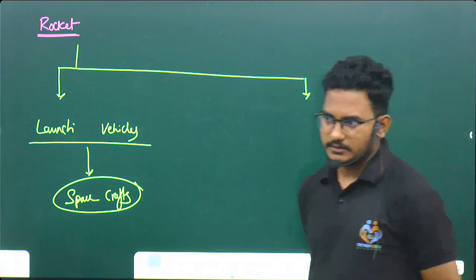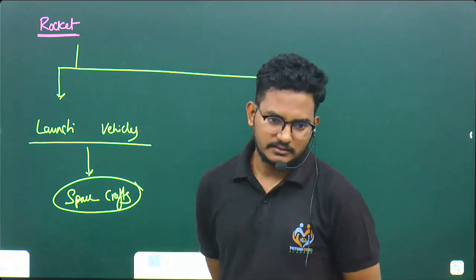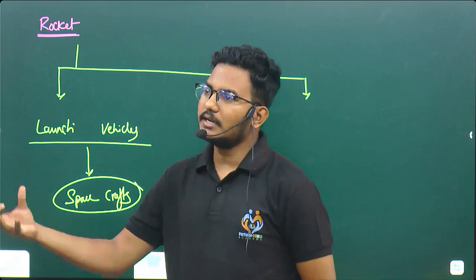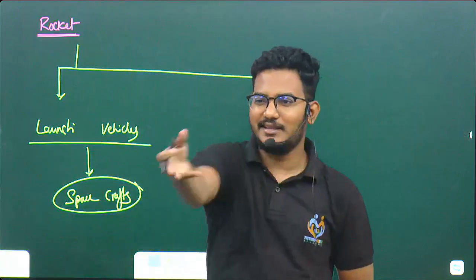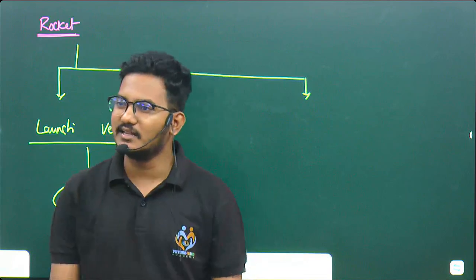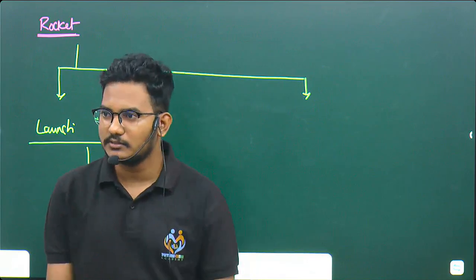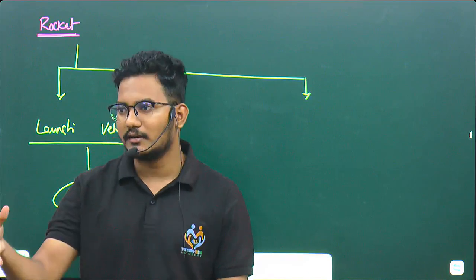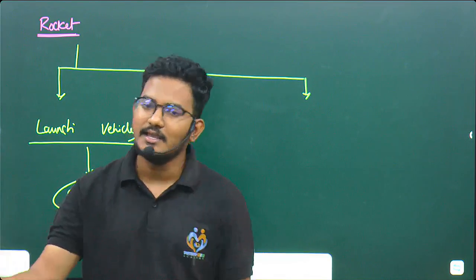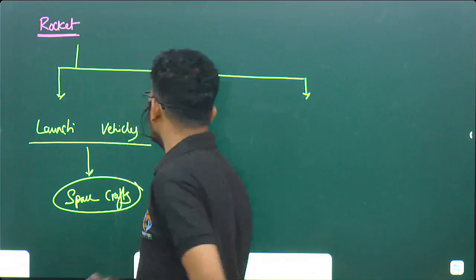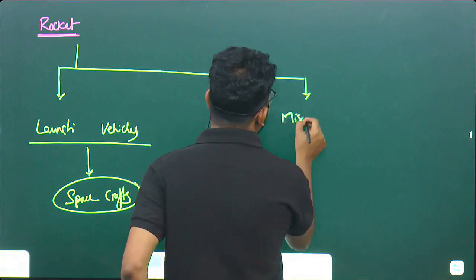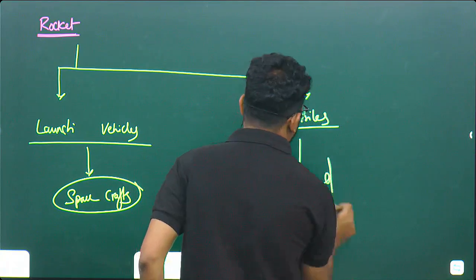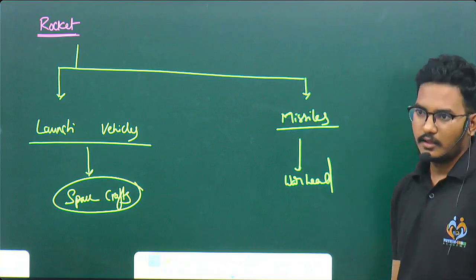What is the destructive purpose? Missiles. In missiles there is also a rocket. Using the rocket only, it will travel from one place to another. The range of a missile is generally around 300 kilometers, and to carry 300 kilometers it obviously needs a rocket. So using a rocket only, it will carry 300 kilometers. In missiles we also use a warhead.